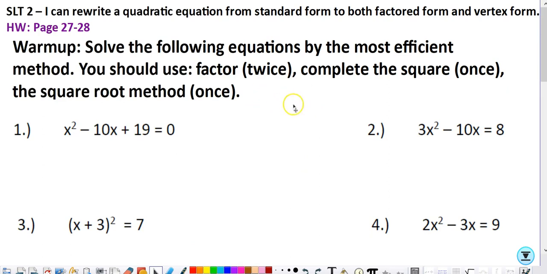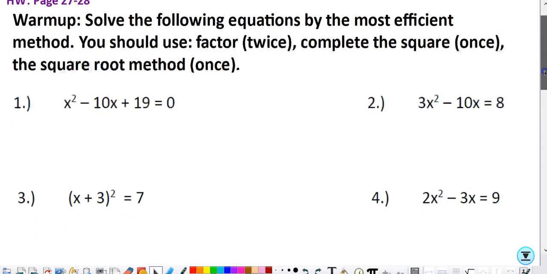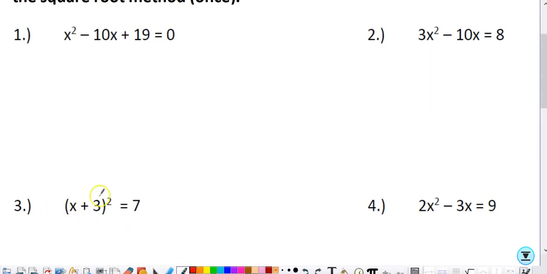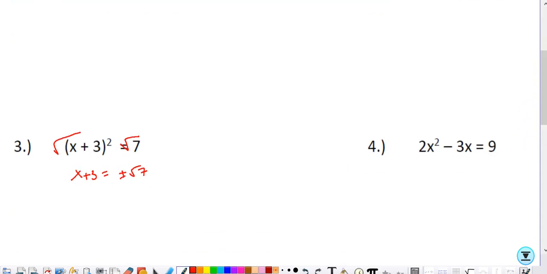Two of these will factor. One is a complete the square and one is a square root method. So I'm going to start with the square root method because I can see number 3 is clearly the square root method. We need plus or minus root 7. Subtract the 3 to the right. X is negative 3 plus or minus root 7.